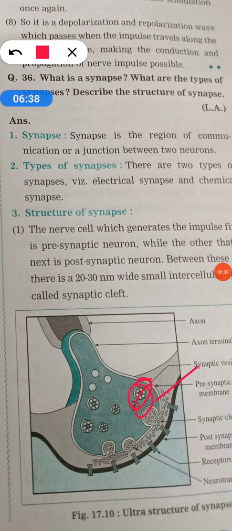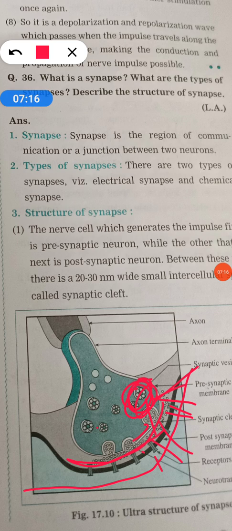The synaptic knob contains the synaptic vesicles filled with the neurotransmitter. When the impulse reaches the synaptic knob, the synaptic vesicles release the neurotransmitter, like acetylcholine or adrenaline, into the synaptic cleft. The neurotransmitter binds with the receptors present on the postsynaptic membrane, the ion channels open on the postsynaptic membrane, and transmission of the nerve impulse takes place across that synapse.